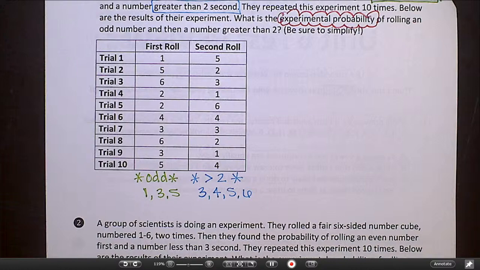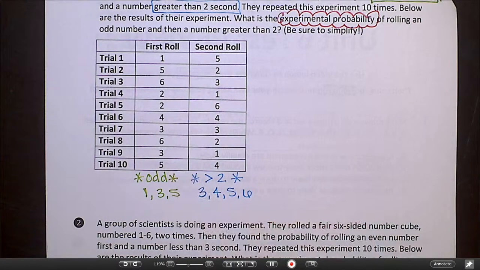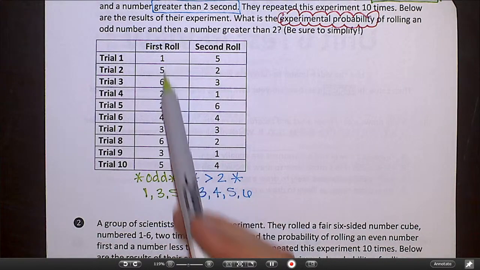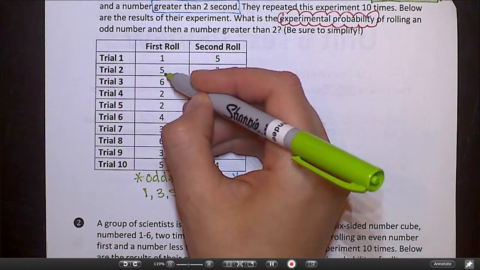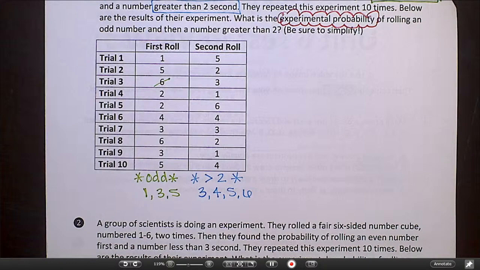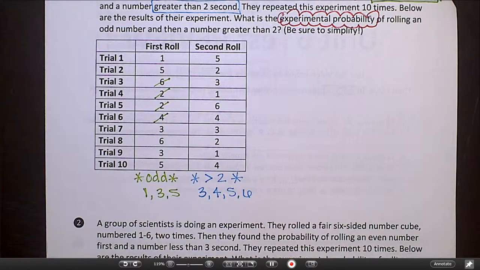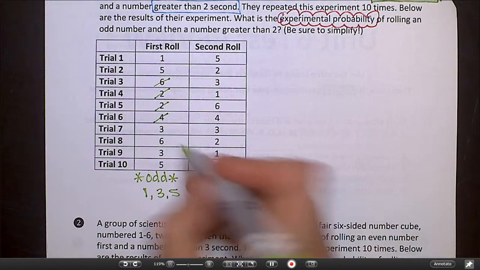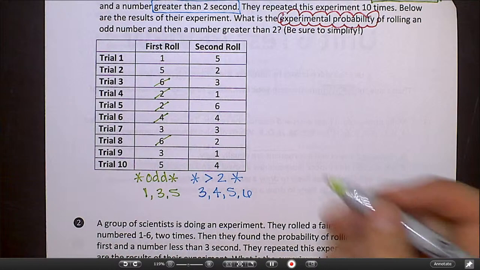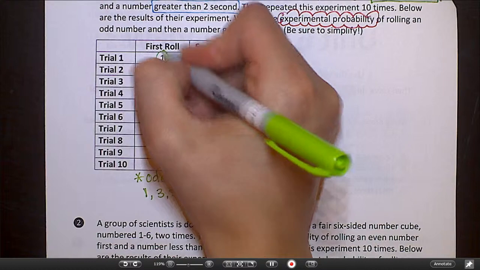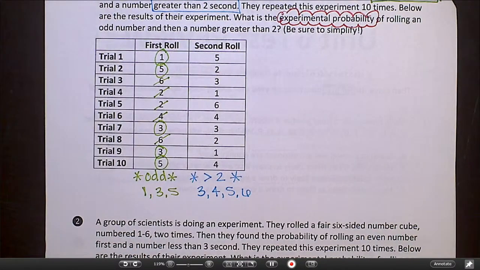So now we can go through and start crossing things out. In this column, I only want odd numbers. That means on the first roll, if I didn't get an odd number, then I'm not going to count it. So that's odd, odd. This is even, so let's get rid of that. 2, 2, and 4 are even. 3 is odd, so I'm going to leave that one. 6 is even. And then 3 and 5 are odd. So I have 1, 5, 3, 3, 5.